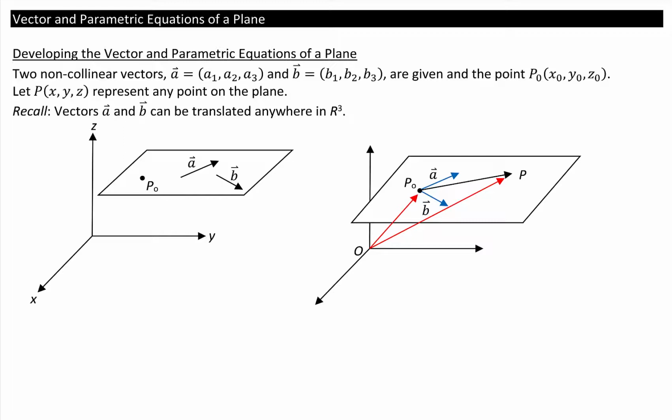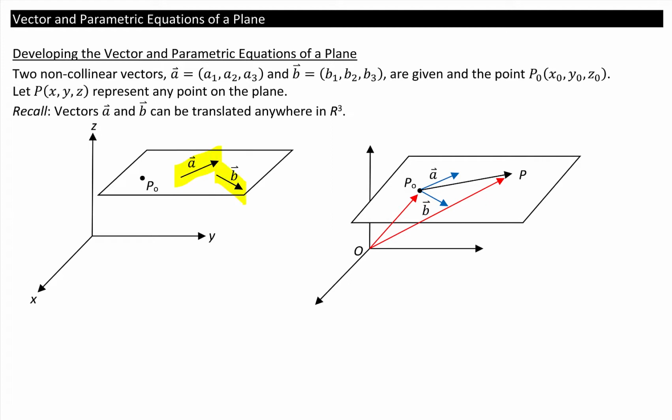So last time we talked about the vector, parametric, and symmetric equation of a line. Now we're going to talk about the vector and parametric equations of a plane. So let's look at how we find the equation of a plane in 3 space. Remember that if we wish to span a plane in 3 space, we need at least 2 non-collinear vectors.